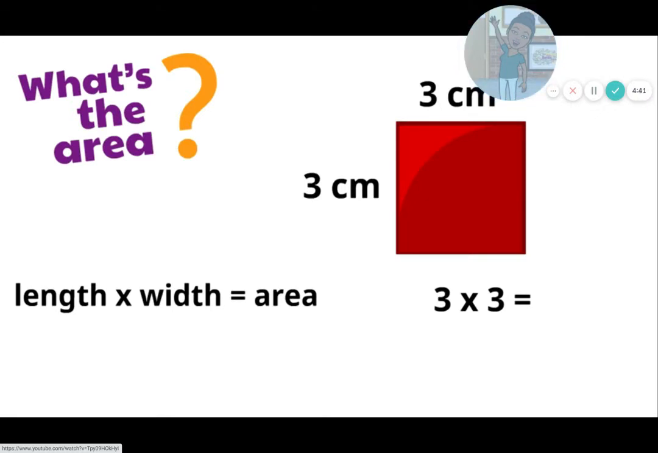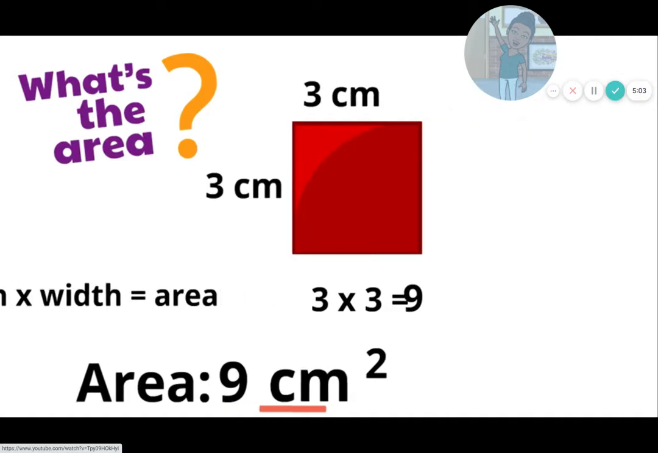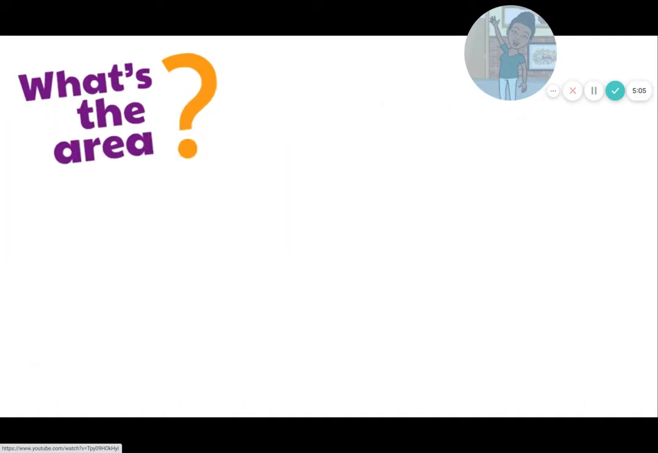What is 3 times 3? Do you know? Yeah, 3 times 3 is 9. The area of this square is 9 centimeters squared. That little 2 next to centimeters means squared. It tells us that the square has 9 square centimeters of space inside. That was so cool.